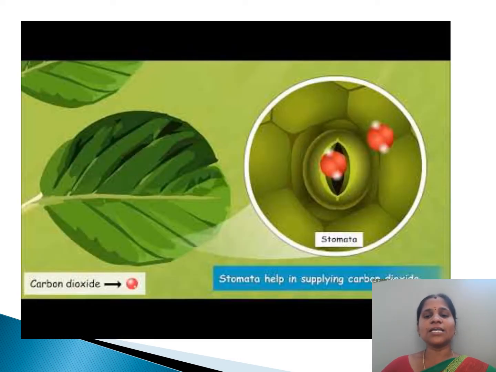Let's see the picture of stomata. These are the tiny pores. The red part of this is a gas, I said, carbon dioxide. This is the gas of carbon dioxide. The carbon dioxide will be entering through the tiny pores. See how it is entering in the picture. So it is through the stomata that it is entering, and I'll show the chlorophyll picture also.